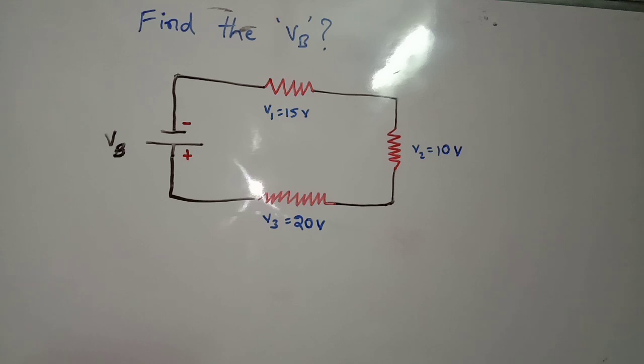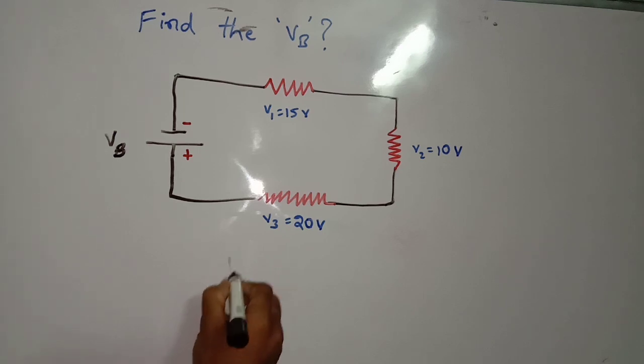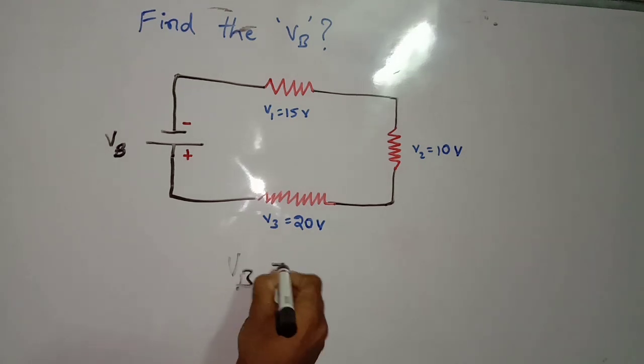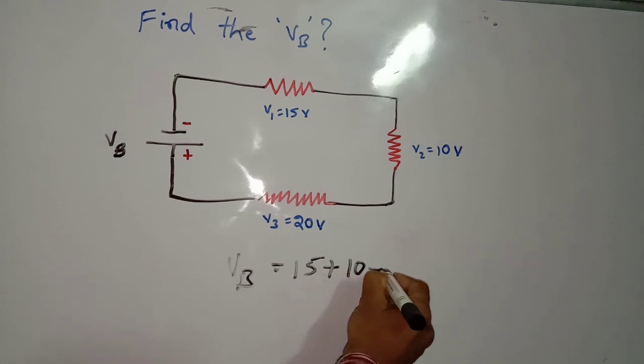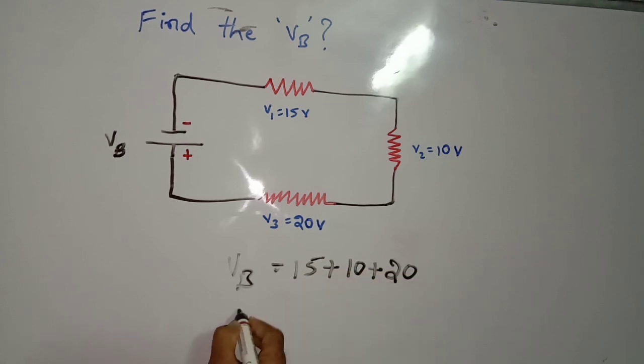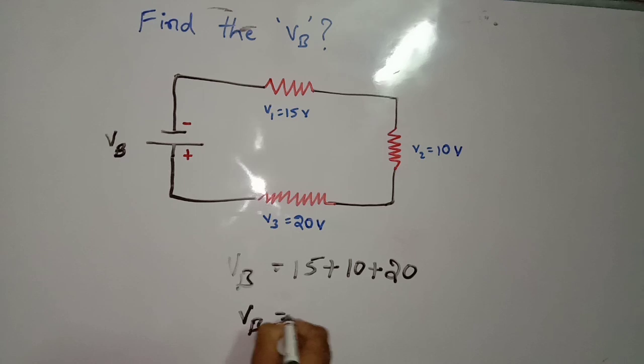From this problem, we are going to find out the voltage of the battery. As per the loop law, the algebraic sum of increasing and decreasing voltages in a closed circuit must be equal to 0. Due to that reason, we can write VB is equal to 15 plus 10 plus 20. So VB is equal to 45 volts.